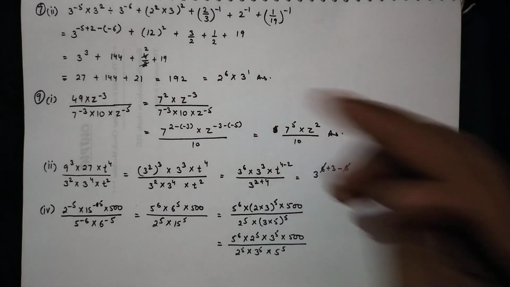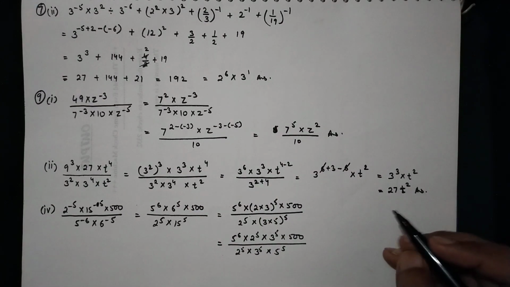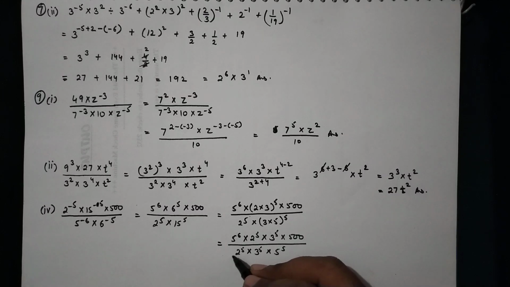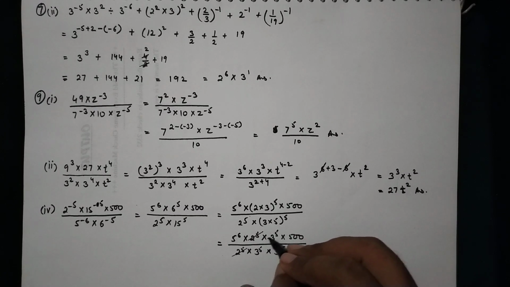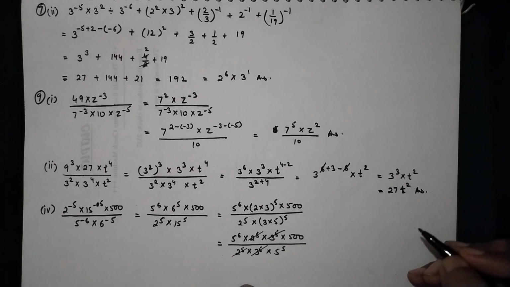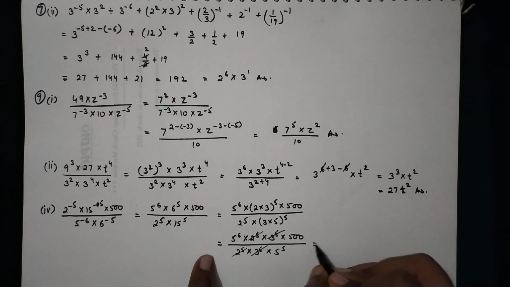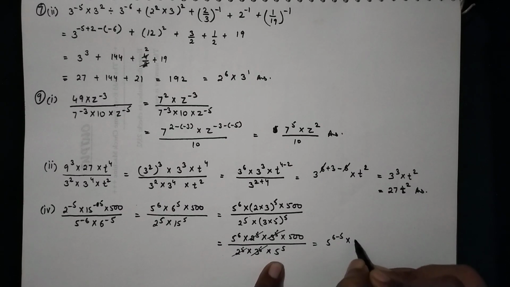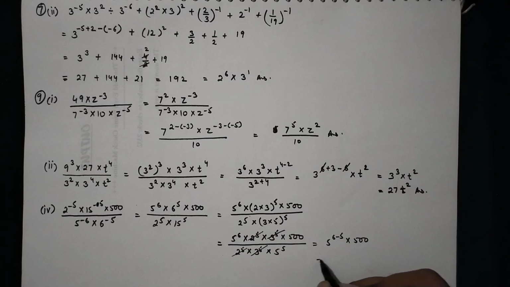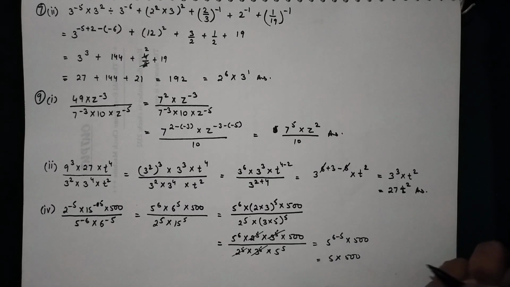Now we can see we can cancel a few of the numbers, like 2 to the power 5 can be cancelled by 2 to the power 5, 3 to the power 5 can be cancelled by 3 to the power 5, and we are left with 5 to the power 6 and 5. So 5 to the power 6 minus 5, that is 5 to the power 1, because 6 minus 5 is 1, and 1 can be written like this only, and 5 into 500 will be equal to 2500 as your answer.